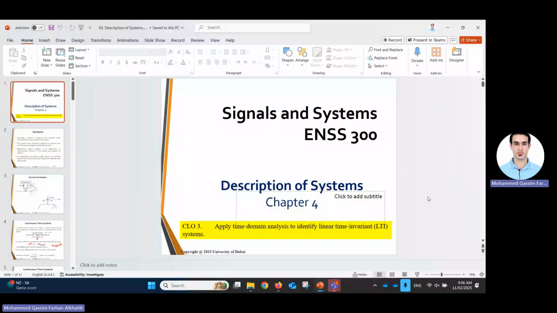Shifting, time reversal, etc. And I think we stopped at the point when I give you a function graphically and how to represent that function as a summation of unit step functions. Let me see if I have time to do a little exercise on the topic.